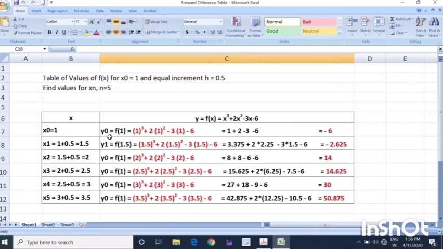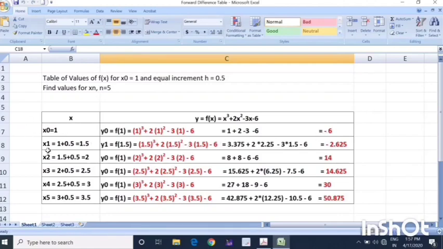Then what is y0? Again we will use the same method: wherever there is x, we will substitute x equal to 1 in the formula of f(x). What is the formula of f(x) here? x cube plus 2x square minus 3x minus 6. You can see on the screen that I have substituted x equal to 1, so that is 1 cube, then 2 into 1 square, minus 3 into 1, minus 6. Calculate this properly, and you will get the answer minus 6.